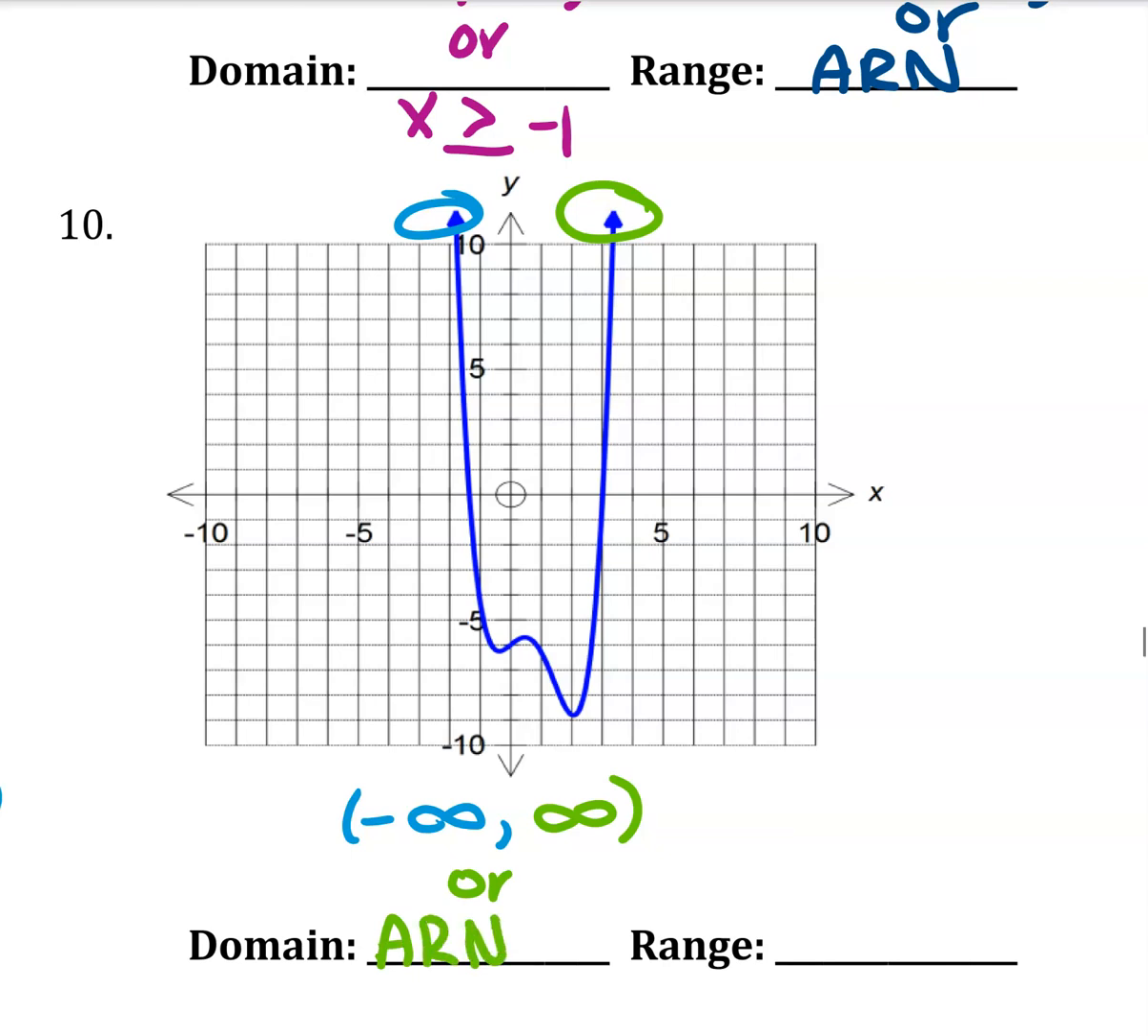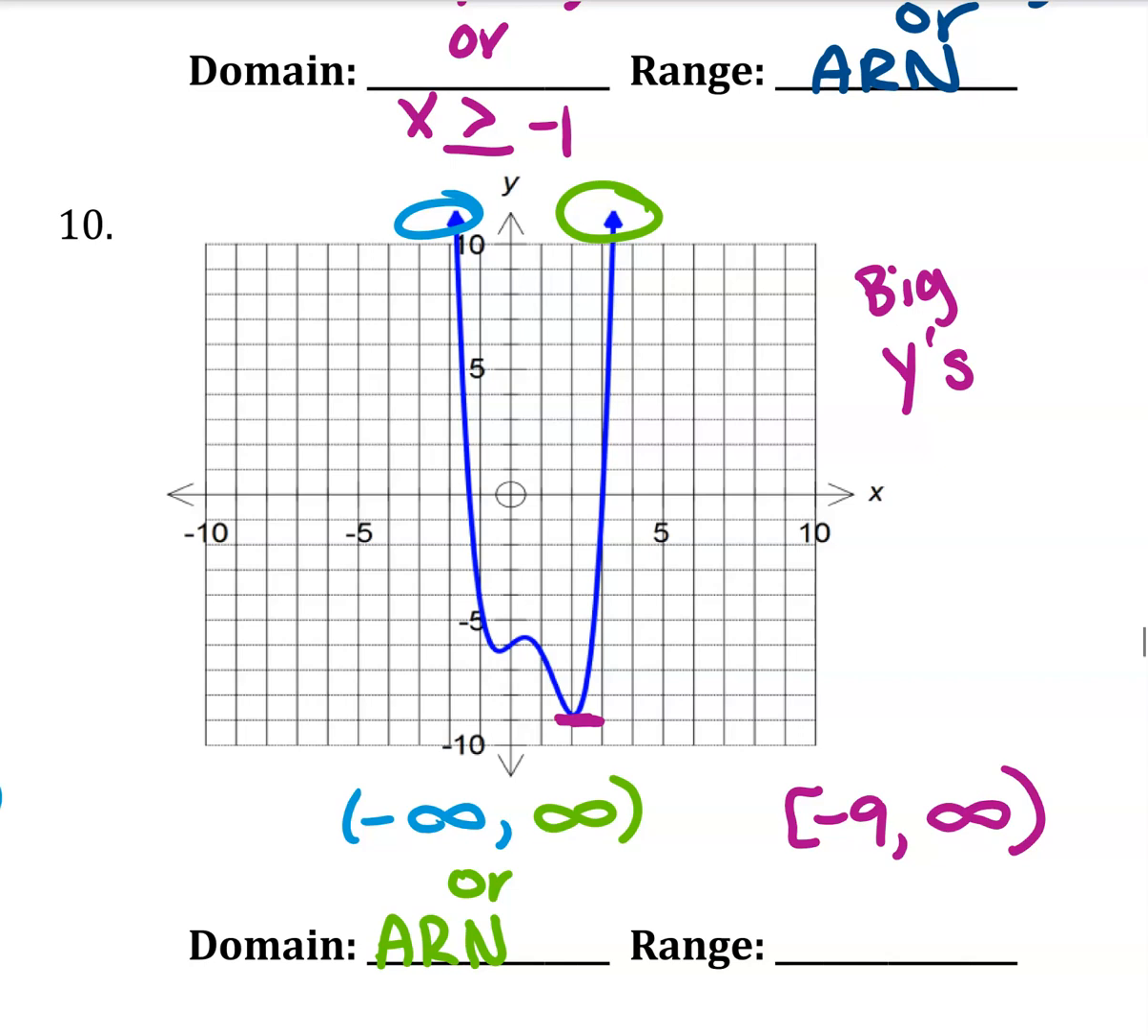The range is a little different though, because if I look at this, the arrows are both pointing up, which means the y's are getting bigger, big y's. So this is kind of a mix of both. So if it's big y's, I need to find the smallest y first to start my interval. So the smallest y is going to be way down here. Okay, that's going to be at -9. So I'm going to start my interval with the -9. I just said the y's are getting bigger, so that means they're going to infinity. So I'm going to close it with a parenthesis.